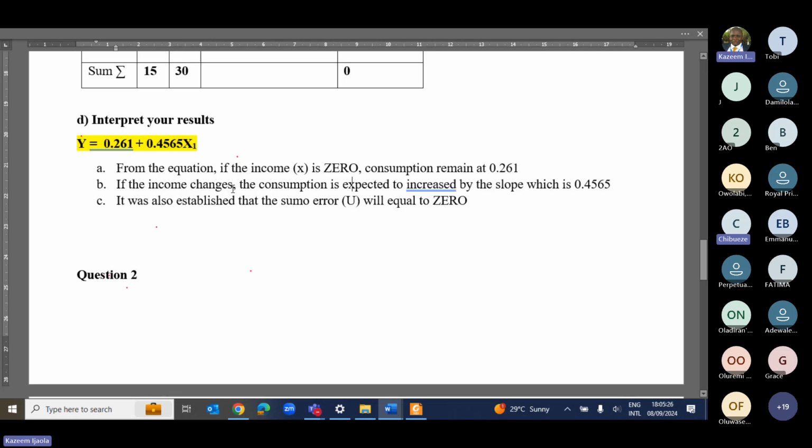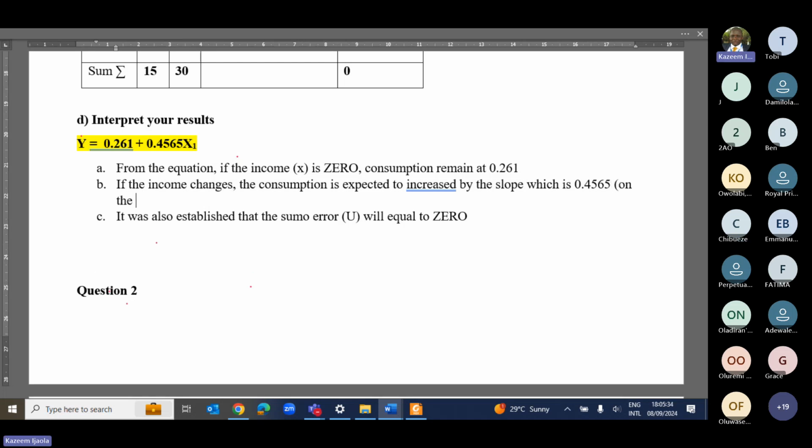Another economist was talking about income changes: consumption is expected to change on average by this. We just put it on the average. It has to be on the average. Sorry, guys, to interject.